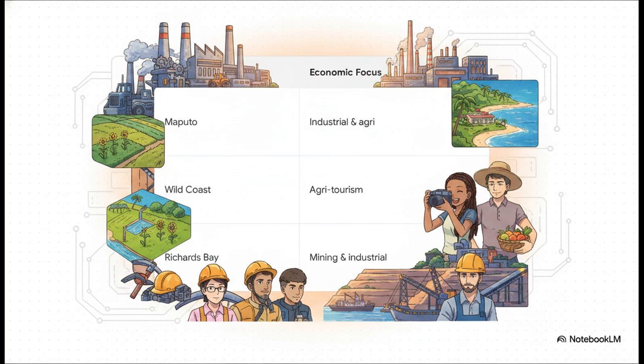Now, check this out. Notice how each SDI leans into what its specific region is naturally good at? They aren't just using a copy-paste strategy everywhere. For instance, the Wild Coast SDI takes full advantage of its stunning coastline for agritourism. On the flip side, the Maputo Development Corridor is all about industrial and agro-processing, while the Richards Bay Initiative focuses heavily on mining and heavy industry. It's that targeted, customized approach that makes an SDI work for its unique geography.